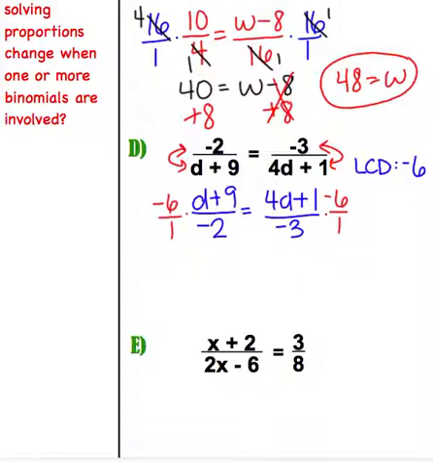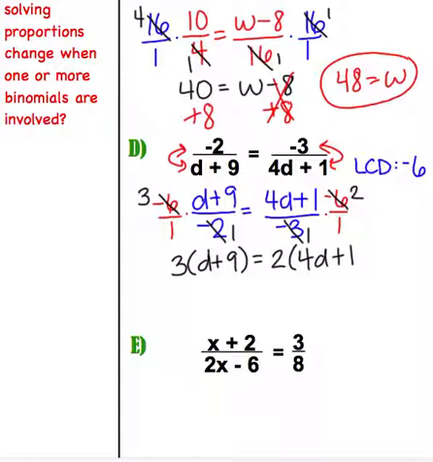And when I do that, negative 6 and negative 2 are both divisible by negative 2, leaving me with 1 in the denominator and positive 3 in the numerator. On the right-hand side, negative 3 and negative 6 can be divided by negative 3, leaving me with 1 in the denominator and positive 2 in the numerator, which when I simplify, we get 3 times the quantity D plus 9 on the left, and on the right we get 2 times the quantity 4D plus 1.